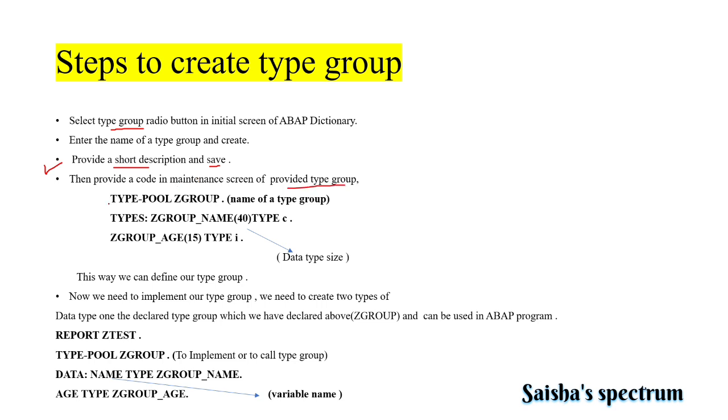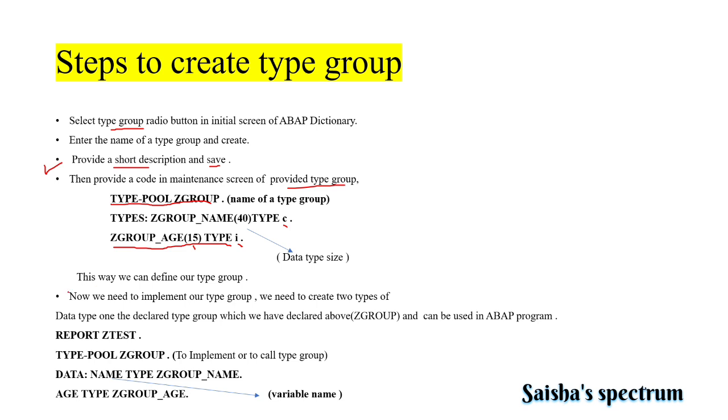Here, the code will start with type pool Z group. Z group is the name of the type group, and thereafter type is Z group underscore name, and provide the data type size with type as C, which is character. Thereafter Z group underscore age 15, type I, provide a size and I as an integer. This way we can define our type group.